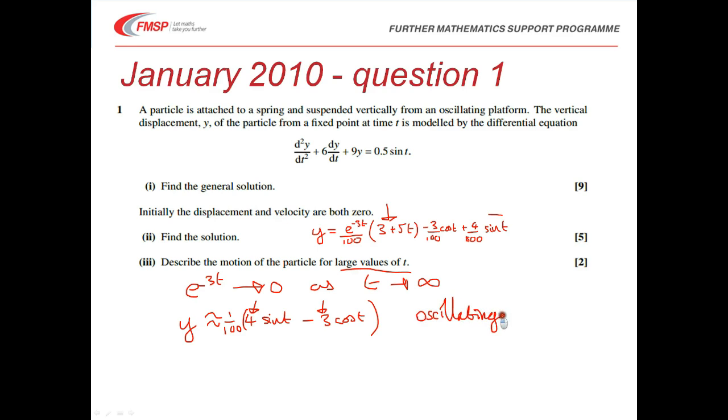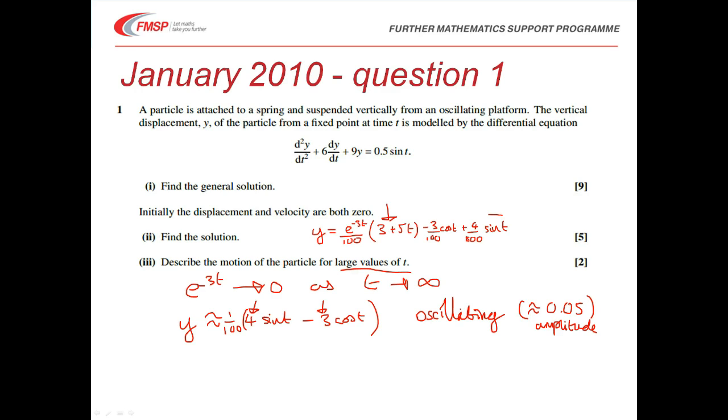And if you wanted to get bonus marks, they're probably not going to give you an extra, but it's approximately amplitude of 0.05 or 5 hundredths. That would be the amplitude of the oscillations. But it is oscillating, and the other term will have died away. And that's where you're going to get the 2 marks for. One for saying the e to the minus 3t term dies away, and one for saying that this is oscillating. And the fact that the amplitude is roughly 0.05, what you really need to say to get the mark is that it's roughly constant, because the other term is not doing anything anymore. And it's oscillating with constant amplitude.